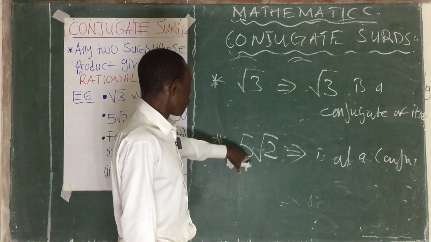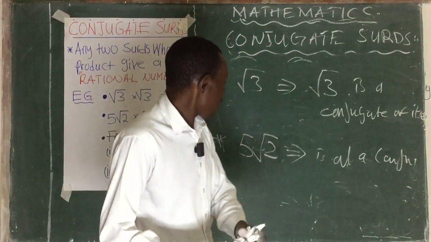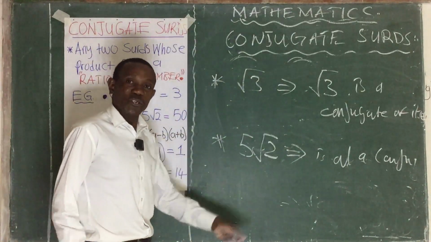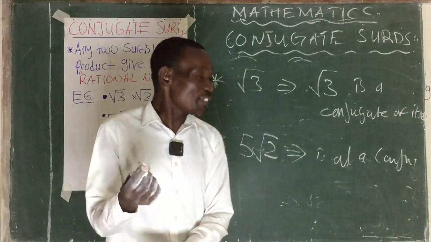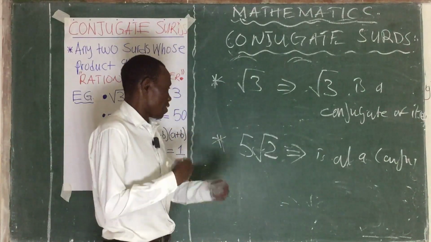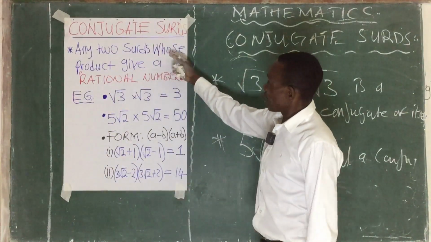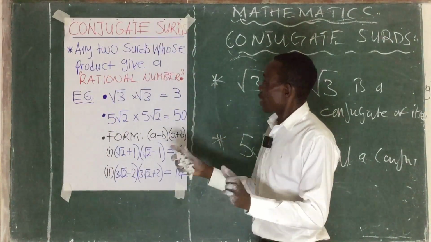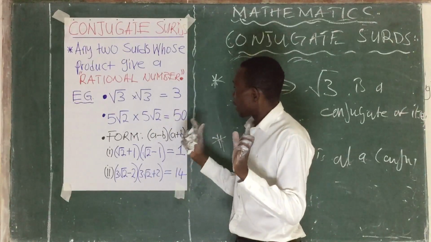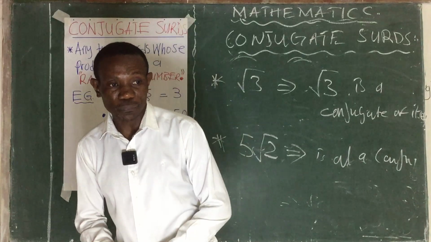What about the conjugate of 5 root of 2? It's the same like saying, what can be multiplied by 5 root of 2 in order to get a rational number? So there you always talk of 5 root of 2. Right, so that's what it means in this case. When you talk of conjugate surds, we are just referring to two surds which are in the operation of multiplication, and the result is a rational number.